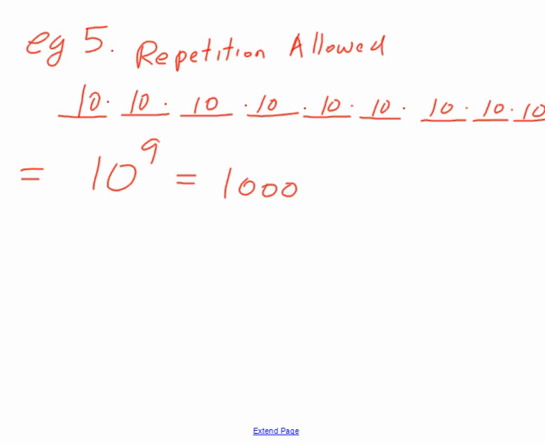You may not believe this, but this means that Canada could have as many as 1 billion social insurance numbers. We don't have a billion people, I'll tell you that much. So that's way lots of insurance numbers that we won't even need. Okay? All right, so now, what if repetition is not allowed?